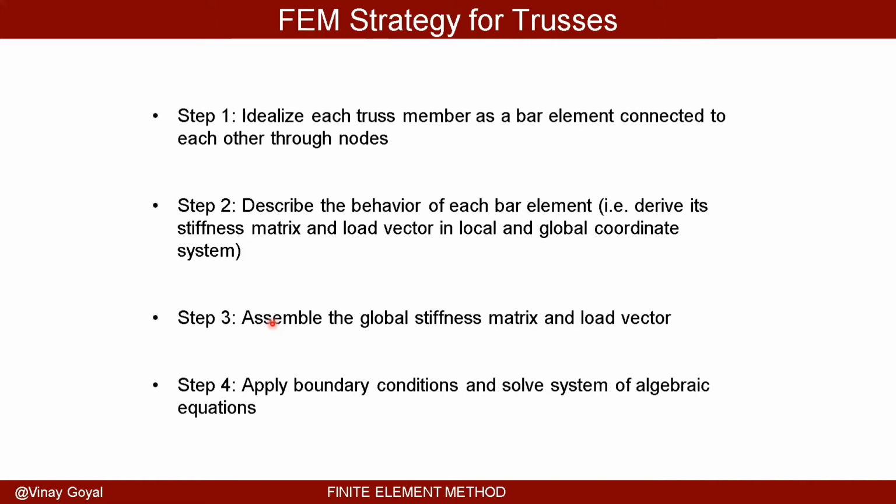In the previous lecture, we discussed how I could take a bar element and develop the element stiffness matrix for a single bar element. In step number 2, we describe the behavior of each bar element, and we do that by deriving its stiffness matrix and load vector in the local and global coordinate system. So we want to basically formulate the local element matrix equations for a bar element.